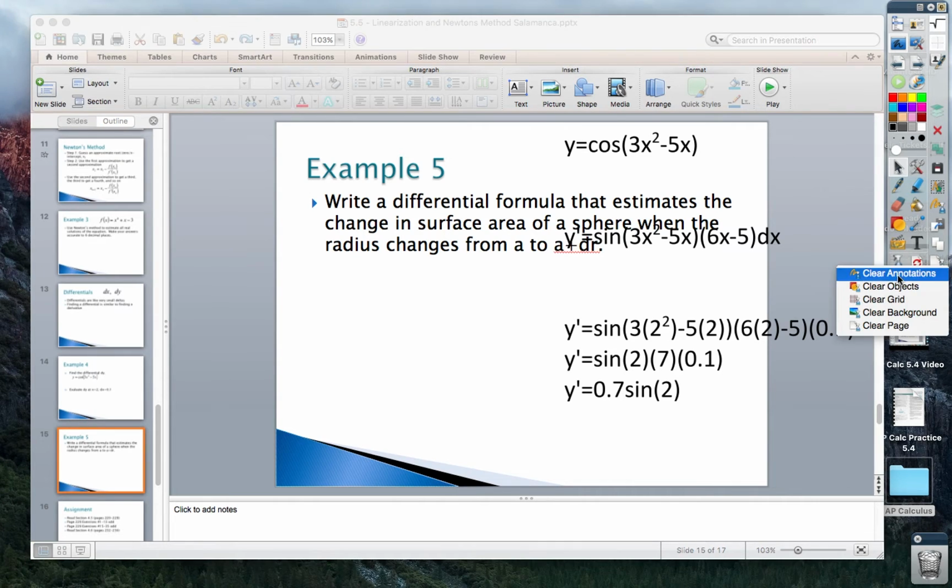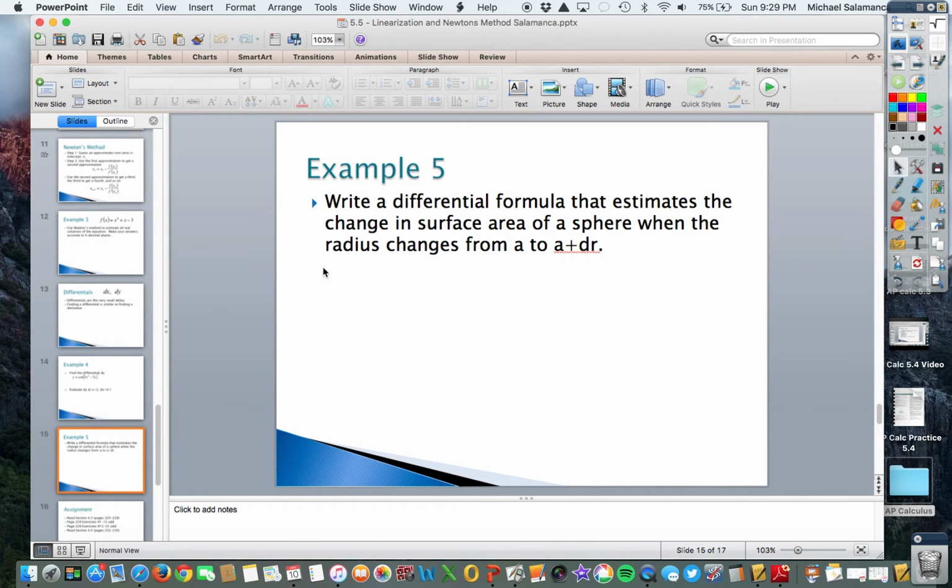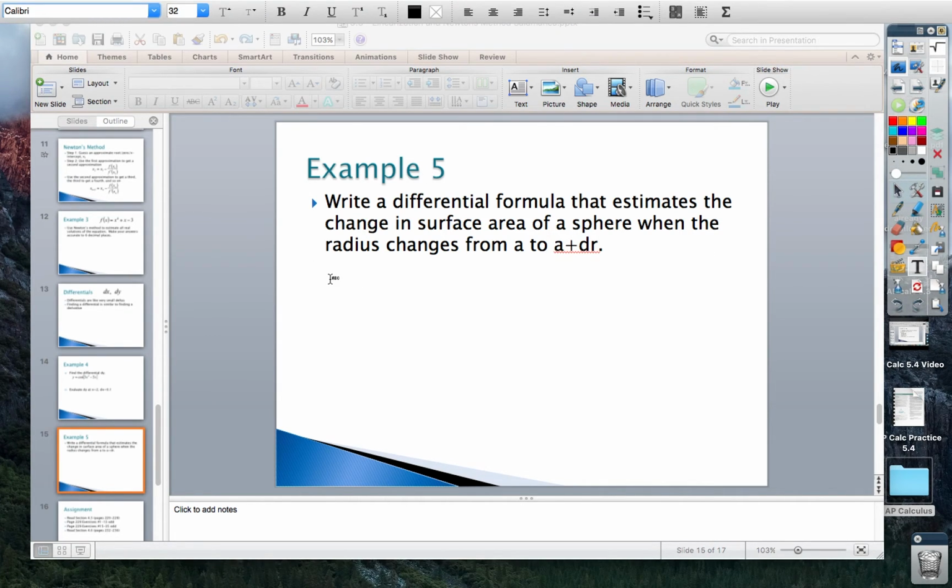Let's do this one more time. This time I'm giving you a general equation that you need to solve for. It says write a differential formula that estimates the change in surface area of a sphere when the radius changes from a to a plus dr. So notice it says surface area of a sphere. So surface area of a sphere is 4 pi r squared. So you find SA prime, that turns out to be 8 pi r dr. Remember, don't forget that dr.